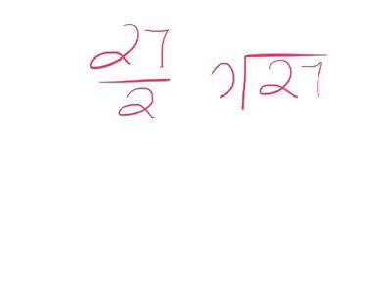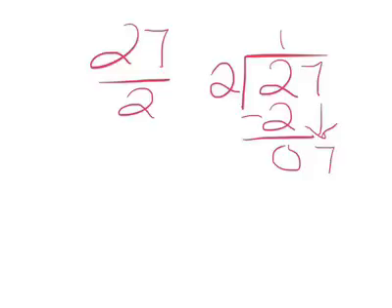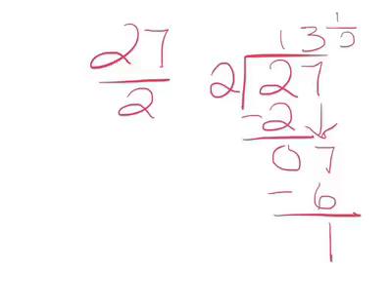2 goes into 2 one time. 1 times 2 is 2. We subtract. We bring down the 7. 2 goes into 7 3 times. 3 times 2 is 6. We subtract. We get 1 left over. So 13 and 1/2 is our final answer.